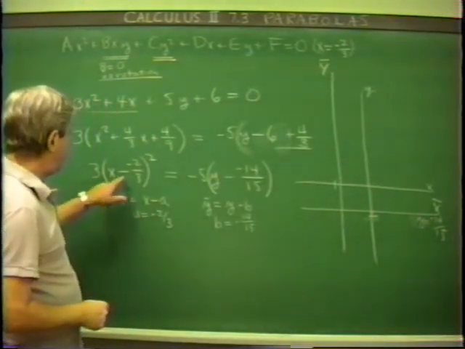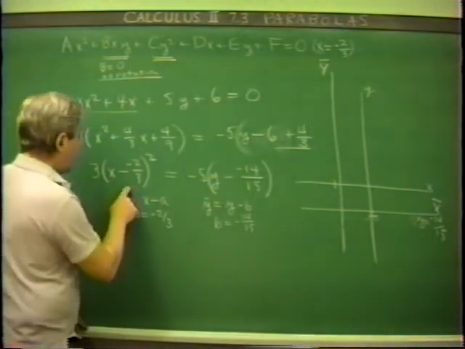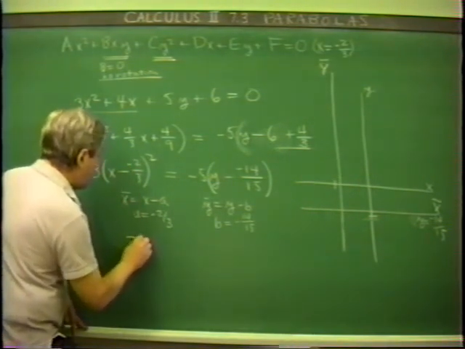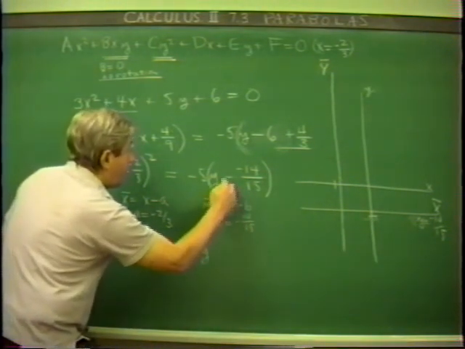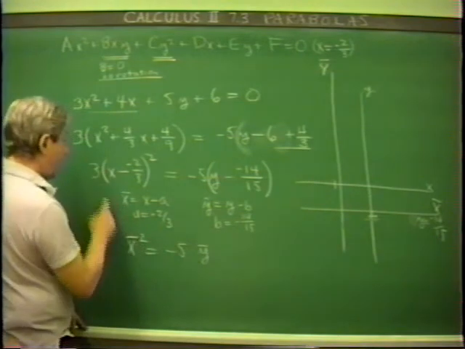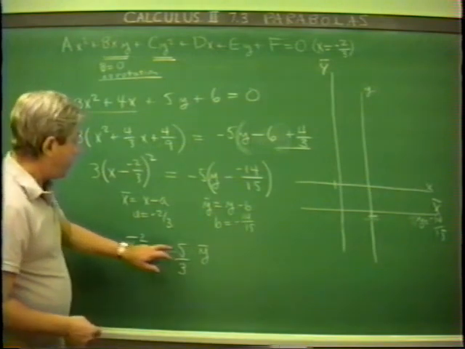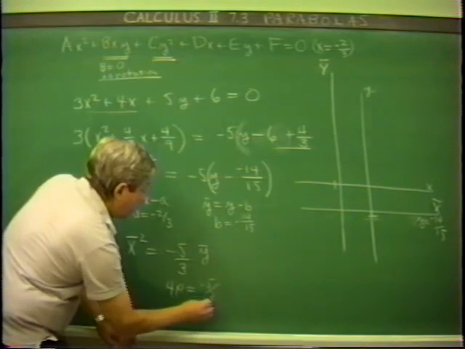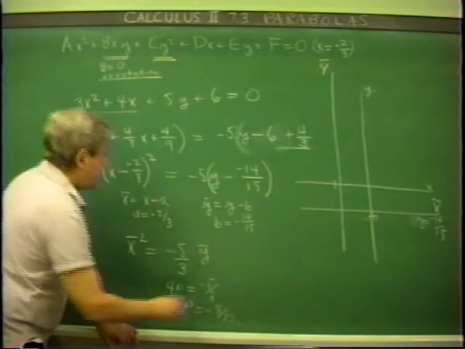Now, if we replace x minus 2/3 with x bar, we're going to get that this equation is in the form x bar squared is equal to minus 5 times, and we replace this y minus 14/15 by y bar, we're going to get minus 5 y bar, and dividing by 3, we're going to get minus 5/3 y bar. So this now is in the form x squared is 4py. 4p is minus 5/3. So this says that p is equal to minus 5/12.